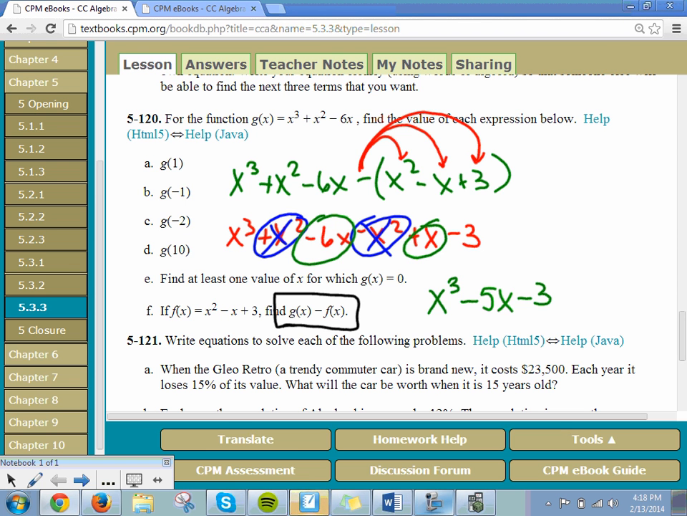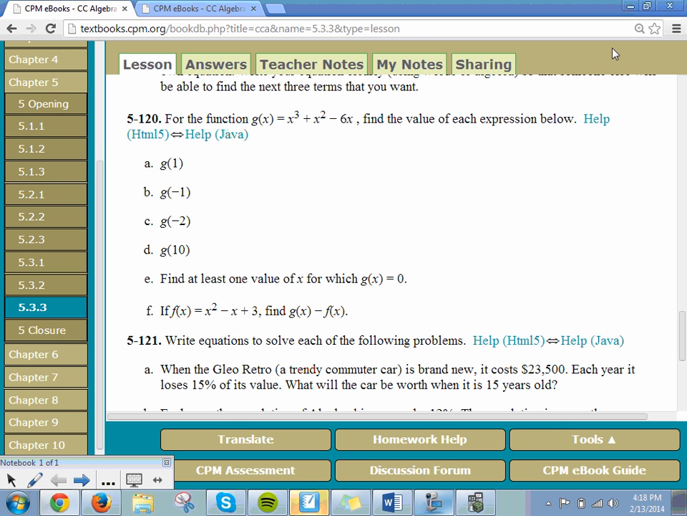Again, don't let this confuse you, this notation, this g of x minus f of x. You just want to plug in whatever g of x is, and then subtract away whatever f of x is. All right.